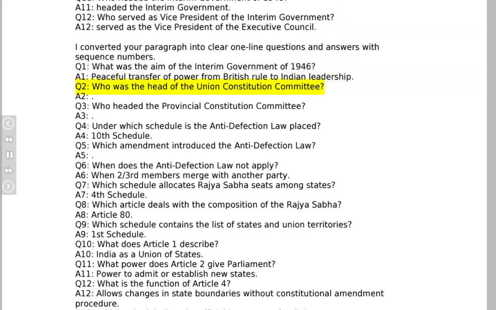Q2. Who was the head of the Union Constitution Committee? A2. Q3. Who headed the Provincial Constitution Committee? A3. Q4. Under which schedule is the anti-defection law placed? A4. 10th schedule. Q5. Which amendment introduced the anti-defection law? A5. Q6. When does the anti-defection law not apply? A6. When 2/3 of the members merge with another party.